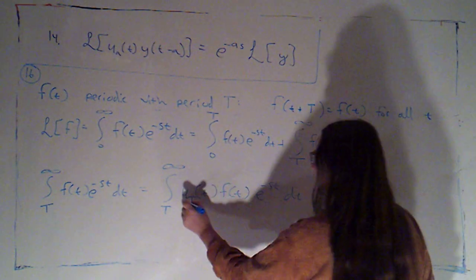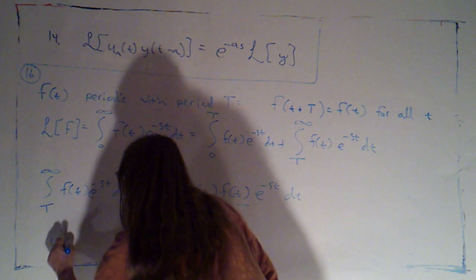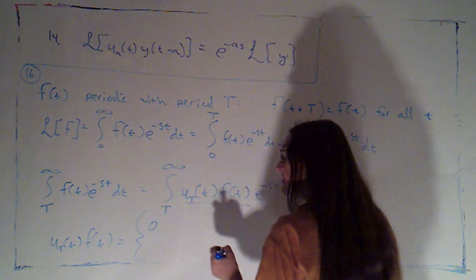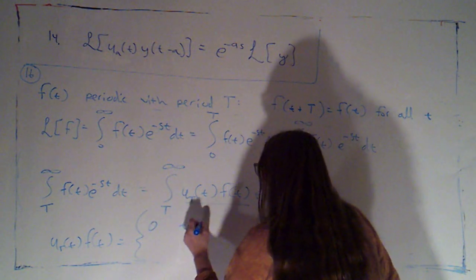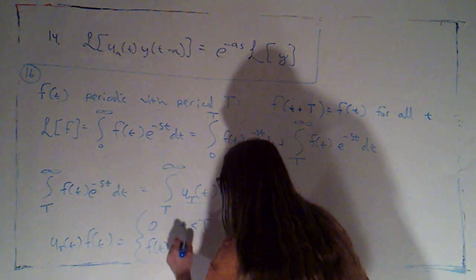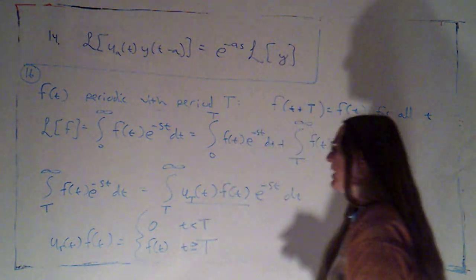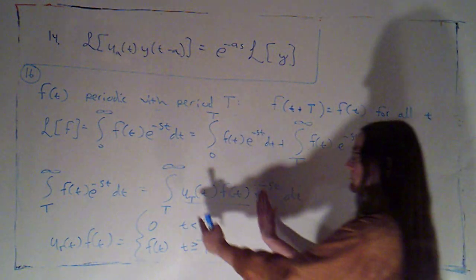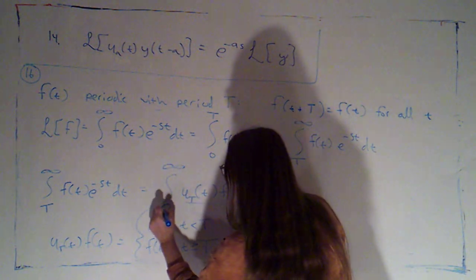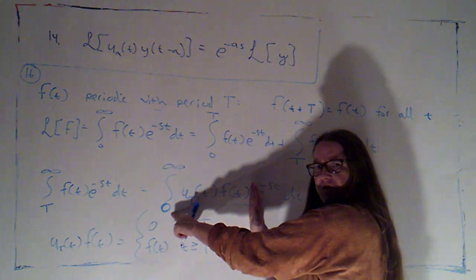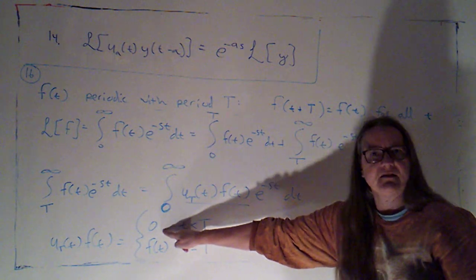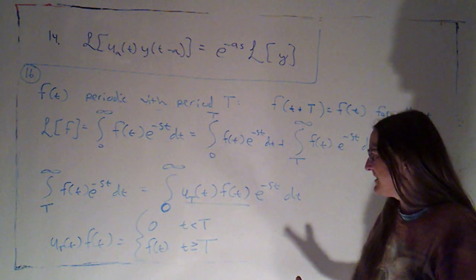Now why can I do that? Well, let's take a look at this. Mu sub T of t times f of t would be defined piecewise. It would be 0 if t was less than T, but it would be 1 times f of t, so it would just be f of t if t was bigger than or equal to capital T. The whole point of that was so that I could change that lower limit of integration to being 0. Because now when I'm integrating from 0 to capital T, I'm just integrating 0, so it's not affecting the value of things, okay?